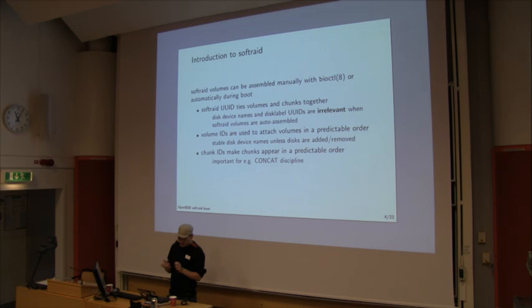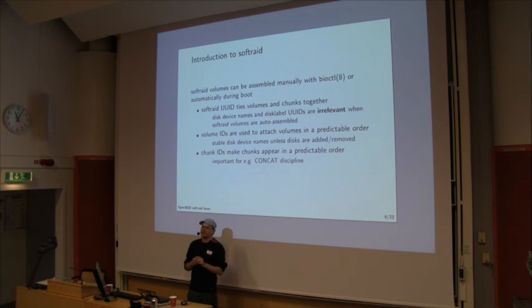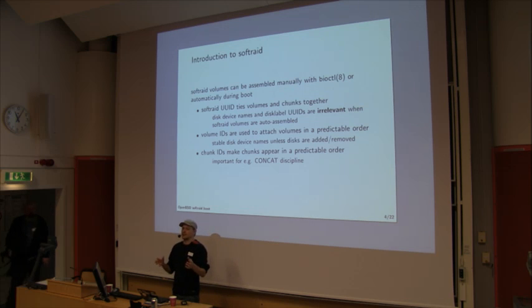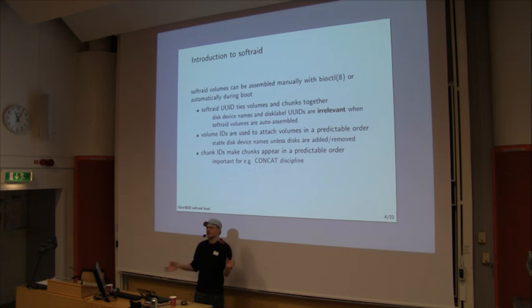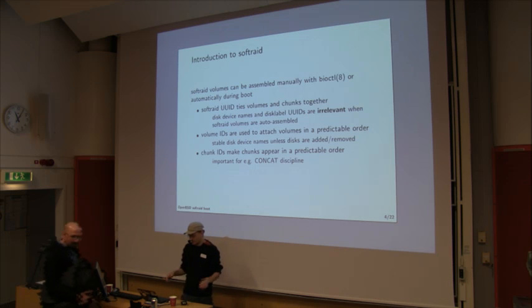And so the metadata has this global volume UUID, which identifies which chunks belong to which volume, but it also has volume IDs, which ensures that if you have several soft RAID disks and you keep rebooting your system, they show up as the same disk every time, and they don't switch. And also the chunks have a similar way of maintaining order so that, for example, a concat disk can be attached in the correct order or can be built in the correct order.